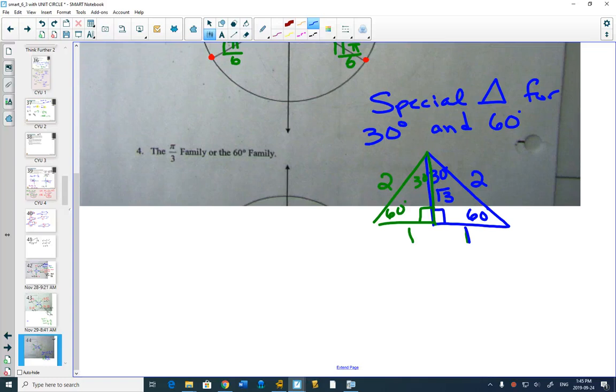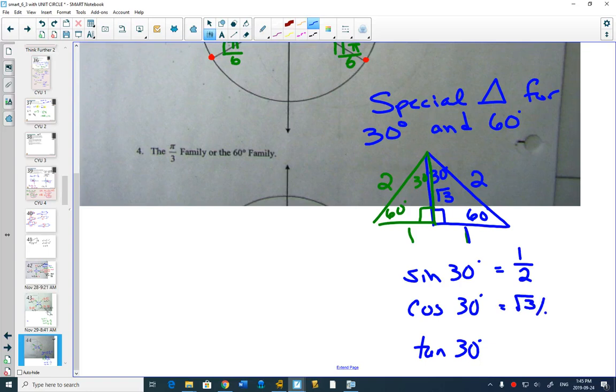And once you've labeled all those sides, well, now we can say, I know what sine of 30 degrees is, what cos of 30 degrees is, and what tan of 30 degrees is. Sine of 30 degrees, opposite over hypotenuse, 1/2. Cos of 30 degrees, adjacent over hypotenuse, √3/2. And tan of 30 degrees, opposite over adjacent, 1 over the square root of 3.